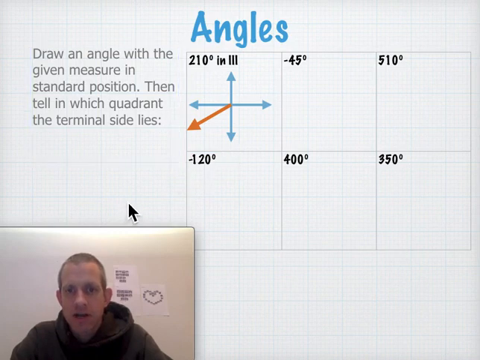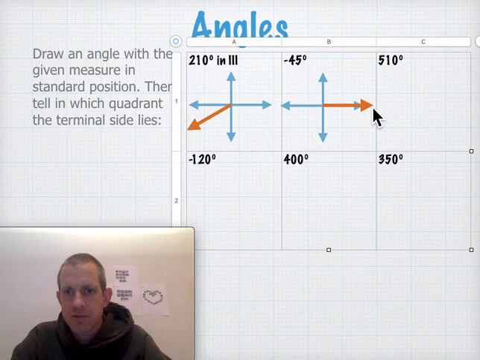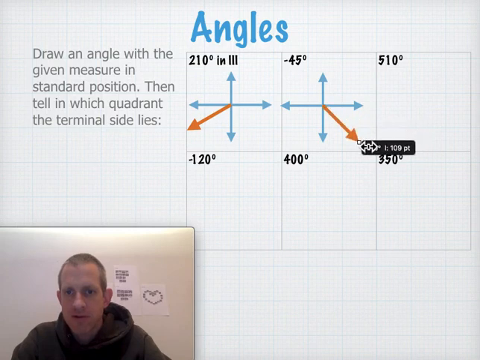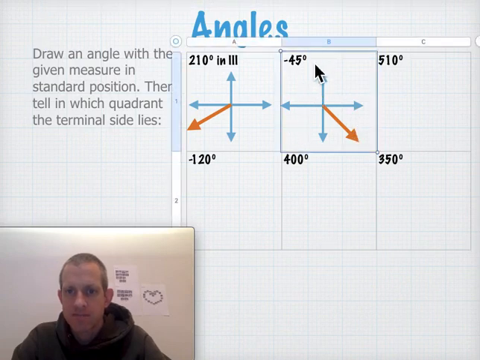If we wanted to draw negative 45 degrees, we would rotate, instead of up and over, we would rotate down. And negative 45 degrees is about here. And that's definitely in quadrant 4, or IV.